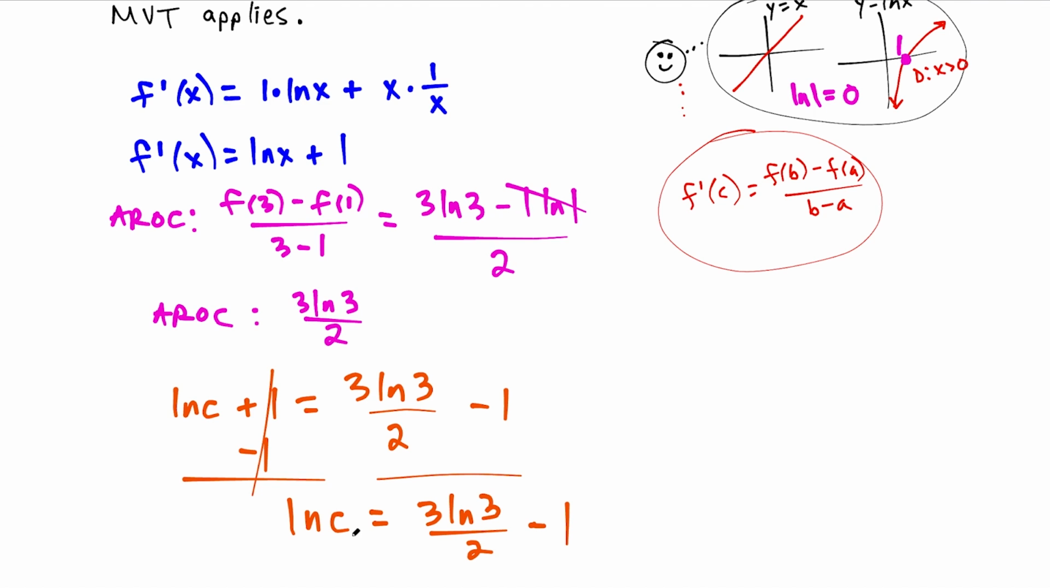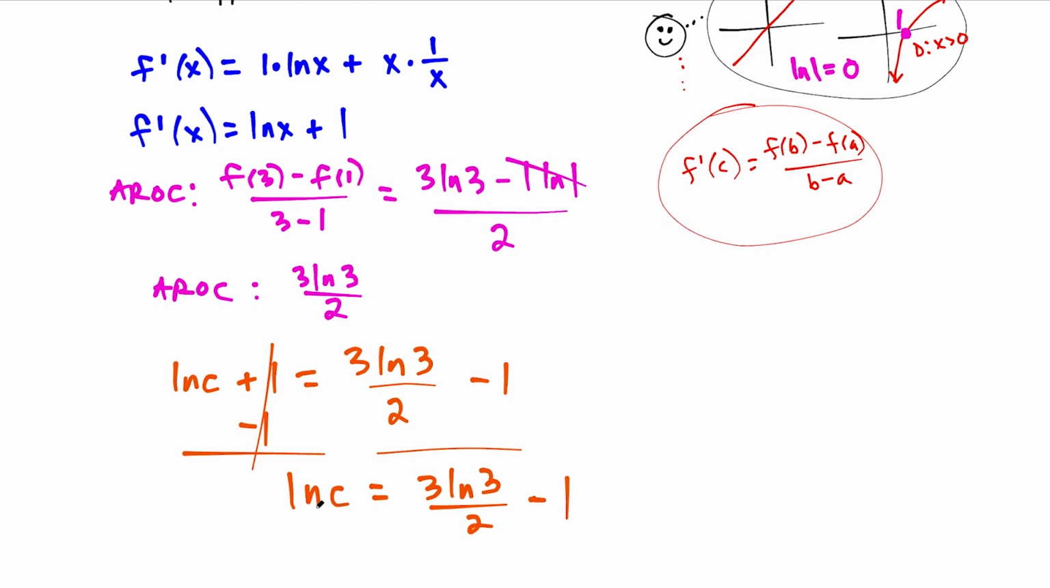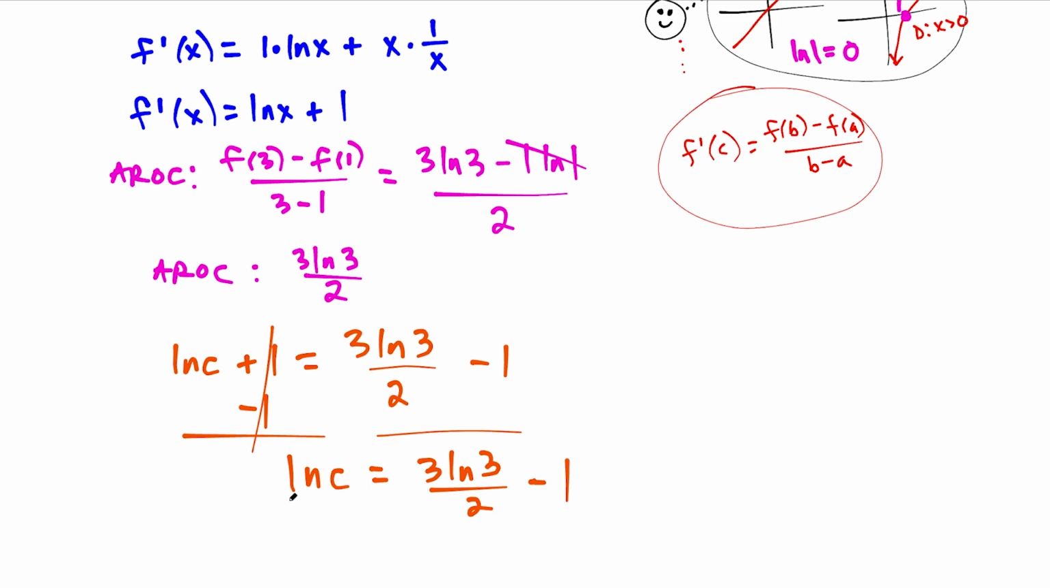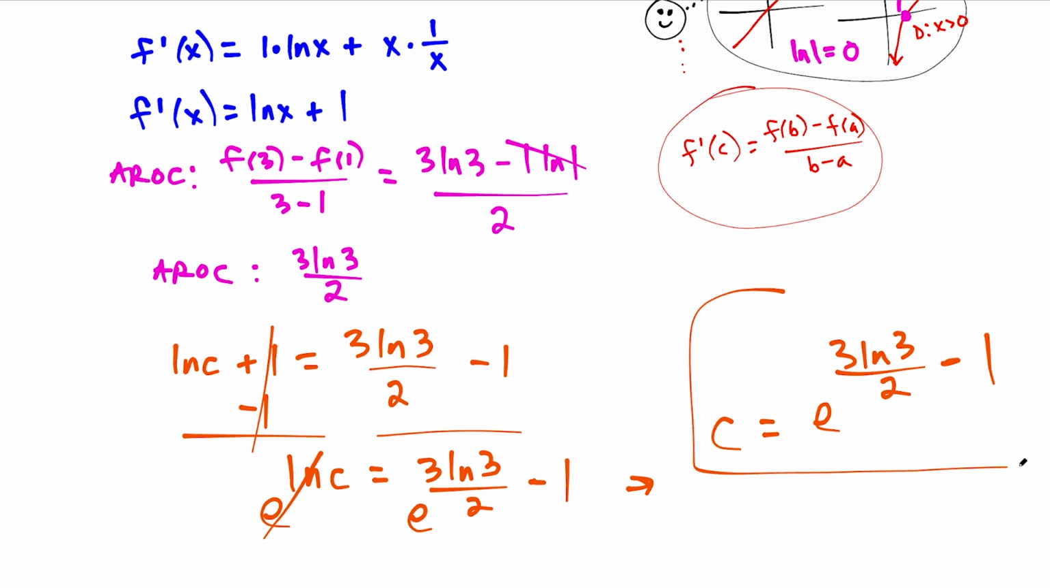And now to get c by itself, there's a natural log attached. And the opposite of natural log is the function e. So what we're going to do from this step here is we're going to exponentiate both sides. We'll make both sides powers of e like this. So then this tells us the value of c. The value of c is equal to e to the 3 ln 3 over 2 and then minus 1. This is all an exponent of e. And this is our value of c.